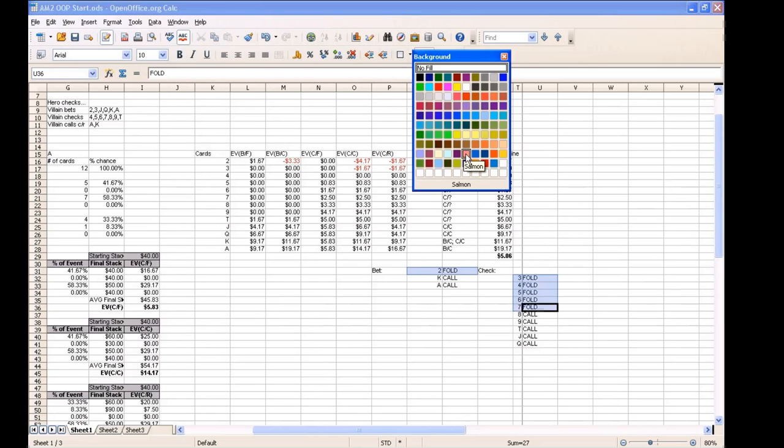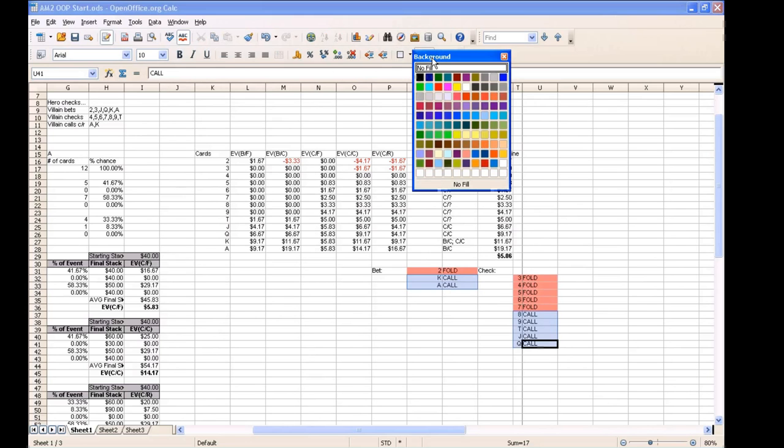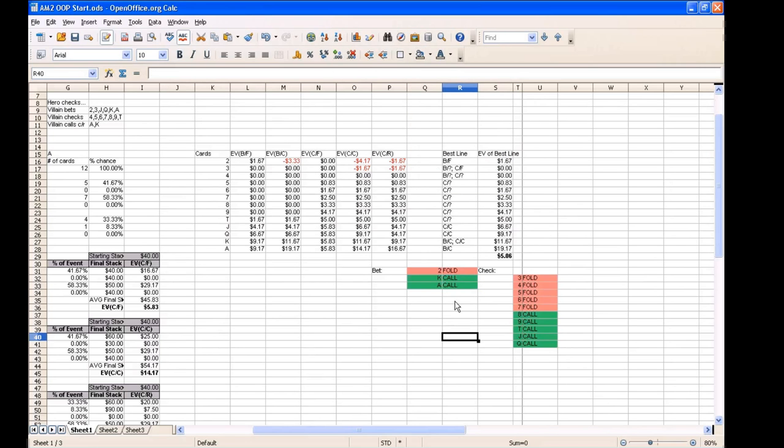We can color code it. Here our entire range will be check folding the 3 through the 7, check calling the 8 through the queen, betting the ace, the king, and the deuce. And that's our optimal strategy, and it'll net an EV of $5 per hand.